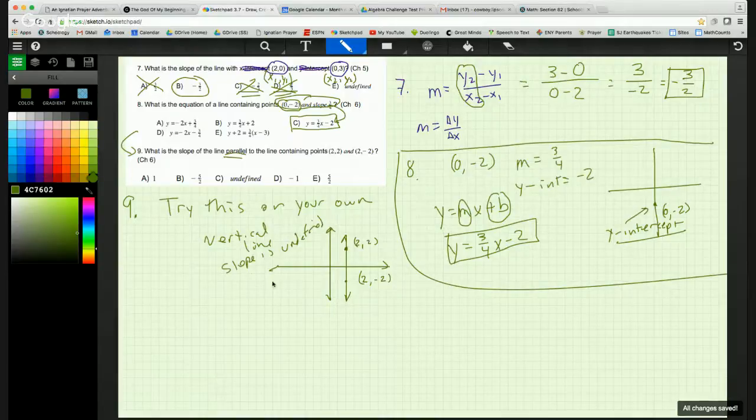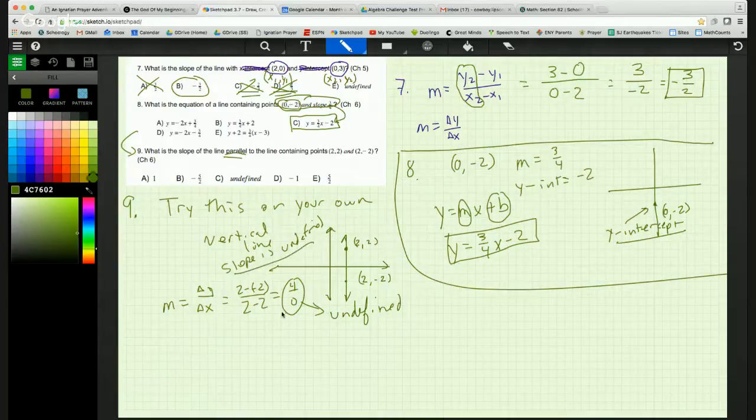We can look at it another way. We can calculate it, and we can say, well, m is the change in y over the change in x. Our change in y here is 2 minus a -2. And our change in x is 2 minus 2. So that's 4 over 0. And this is also undefined. So you can either remember that a vertical line has a slope that's undefined, or you can do the calculation that also proves that it's undefined.